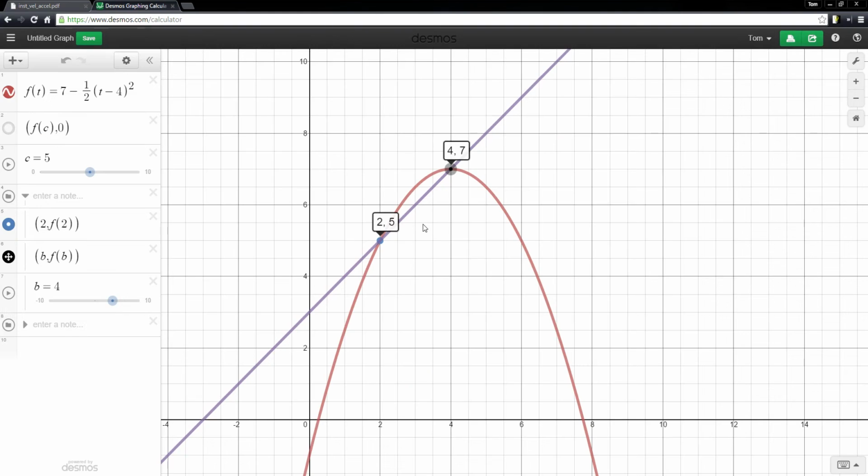So it's no surprise that the average velocity from time 2 to time 4 is going to be equal exactly to the slope of this line joining those 2 points on the position function. So there's a definite connection between the average velocity and the slope of the line right here.